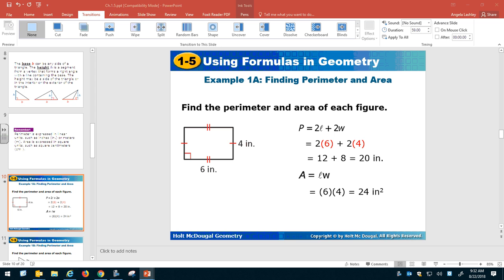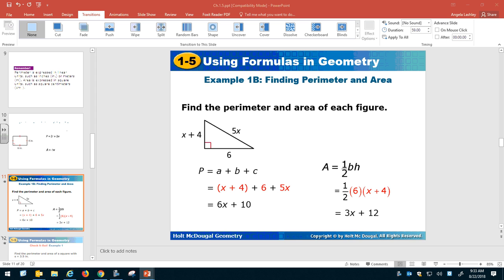So let's throw in some algebra. Make things a little more fun here. Okay? So now they want us to find the perimeter of the figure, and we have some algebraic expressions. So again, it's a triangle. How do we find the perimeter of a triangle? Just, very good. Just add all the sides together, a plus b plus c.